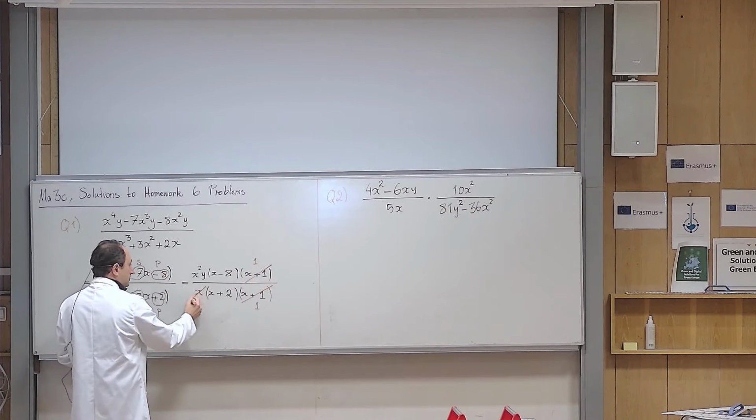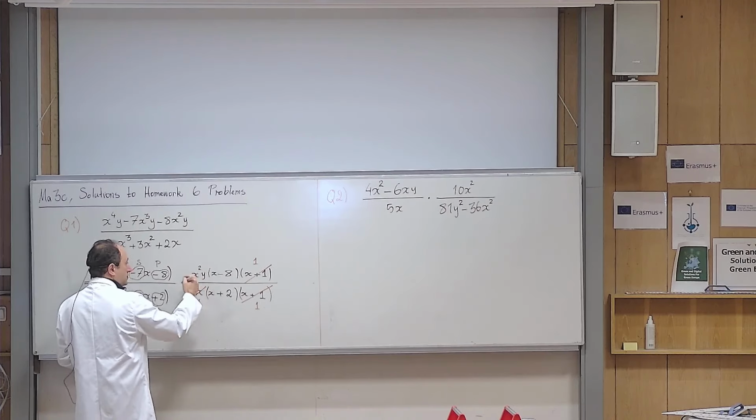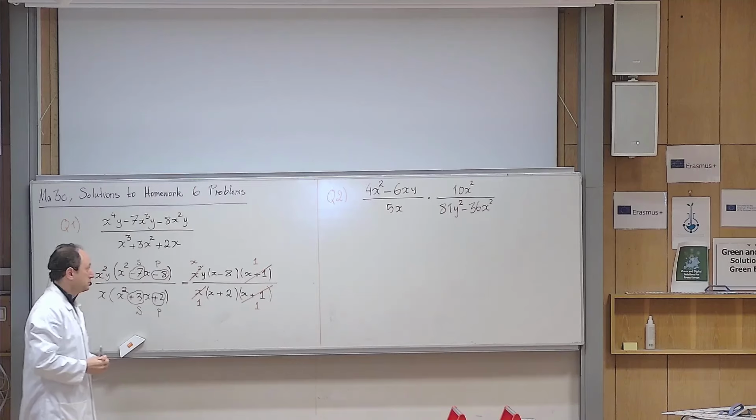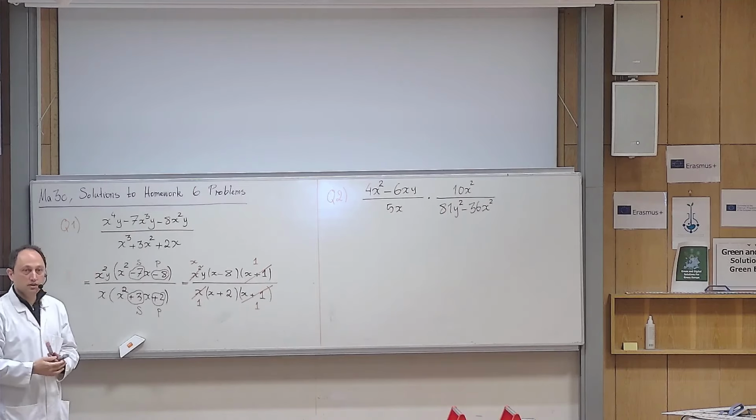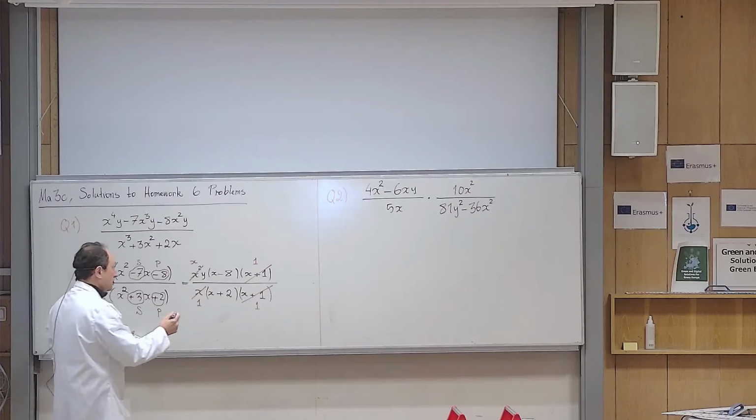One of these x's is gone. I have two x's, x times x, one x is gone, one x is left. There is nothing I can simplify more, okay? So what can I conclude?